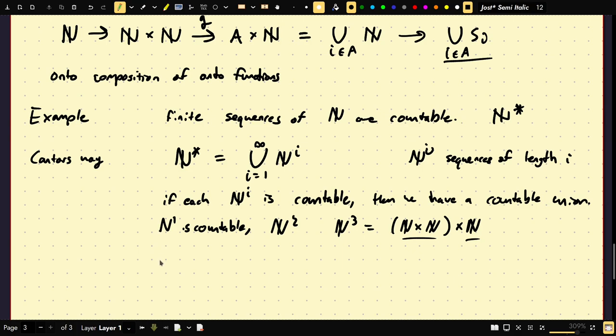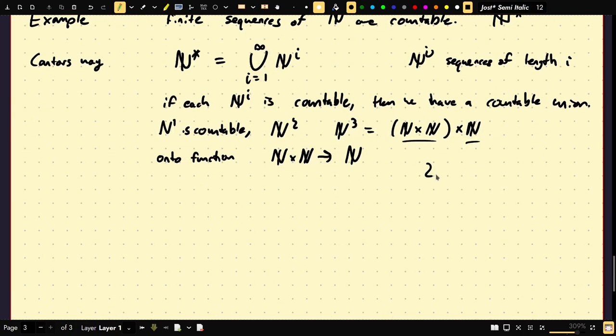Another argument we could make is, what's an onto function from N times N to N? There are several. A classic one is 2 to the A, 3 to the B. So F of A comma B is equal to 2 to the A, 3 to the B. That's onto, certainly. There are others you could do, but this is an obvious one.